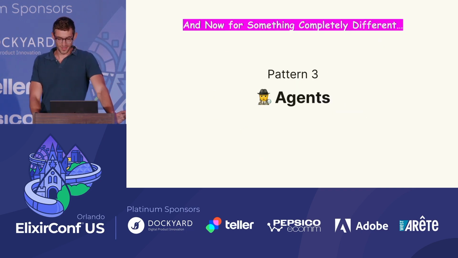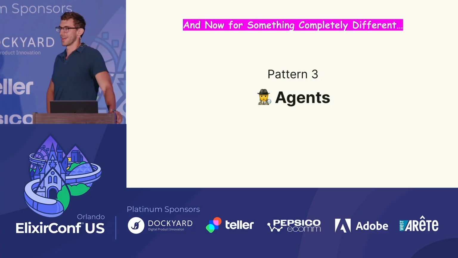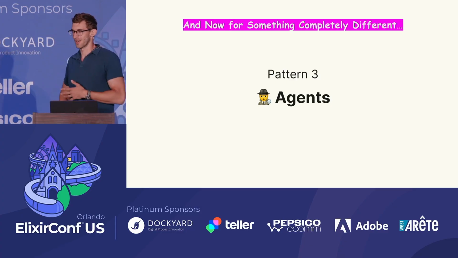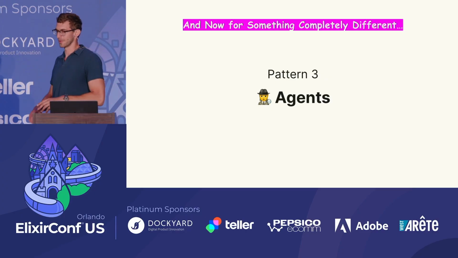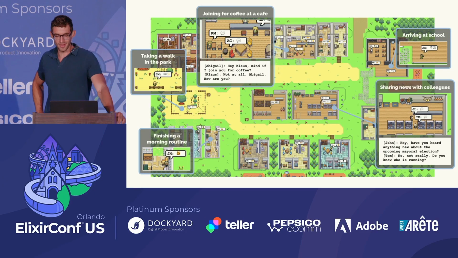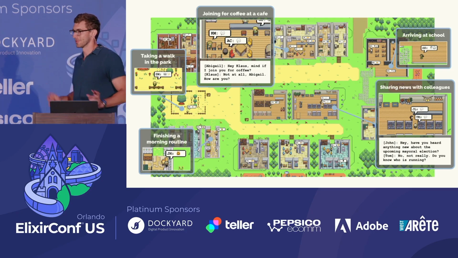Third pattern I want to talk about, I call agents. If you're in the AI world at all, you've probably heard of what people are calling generative agents. A few months ago, a paper came out of Stanford called Generative Agents, and it's a really crazy paper.